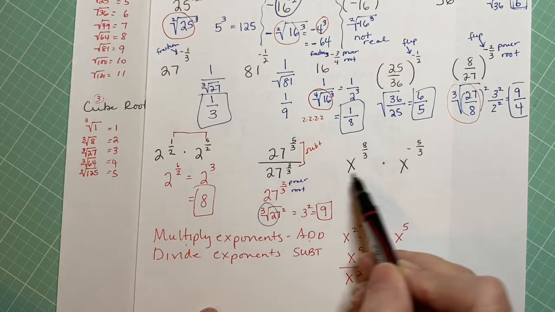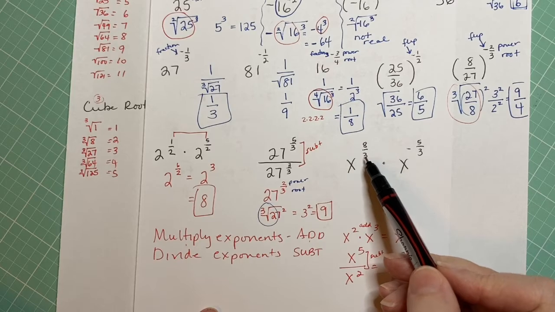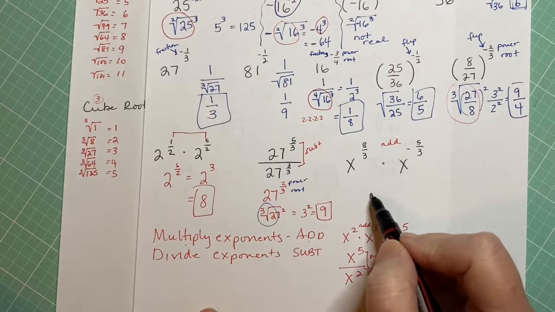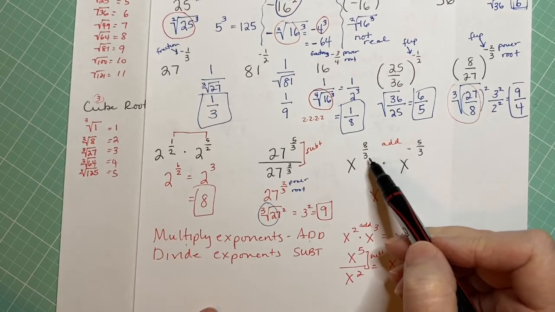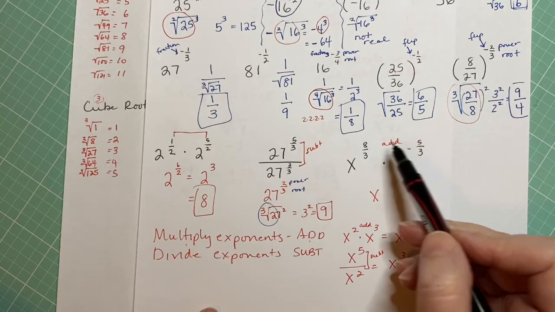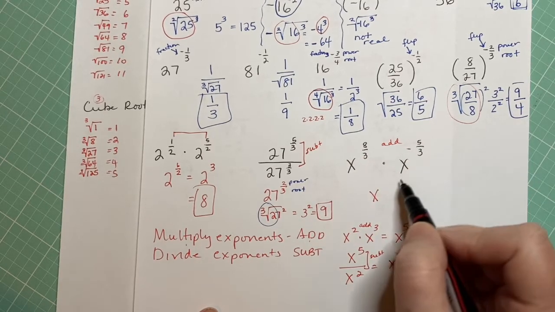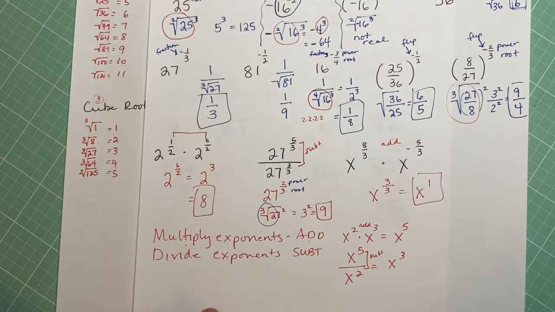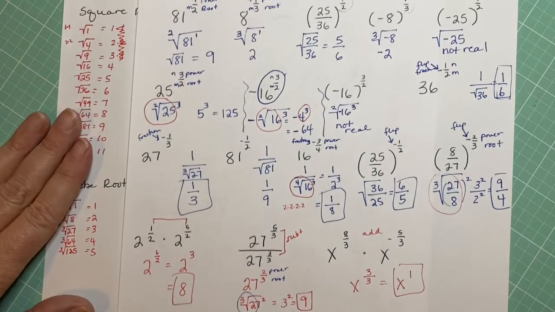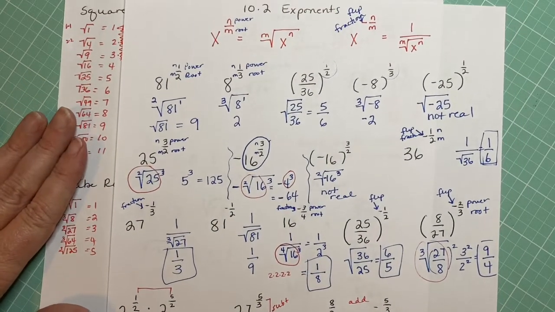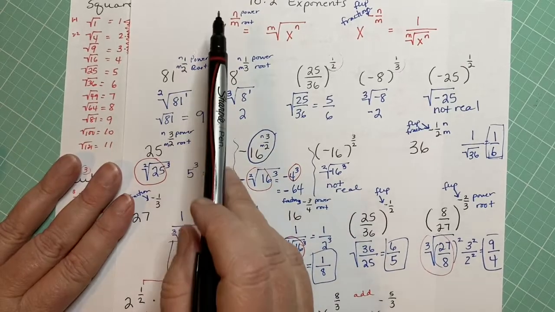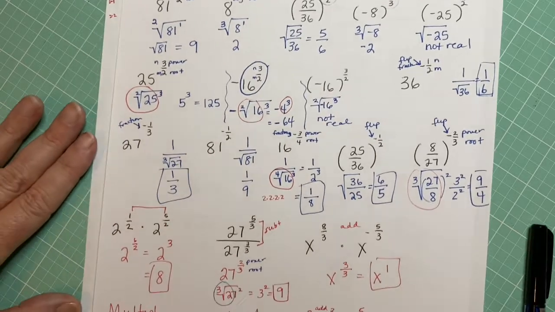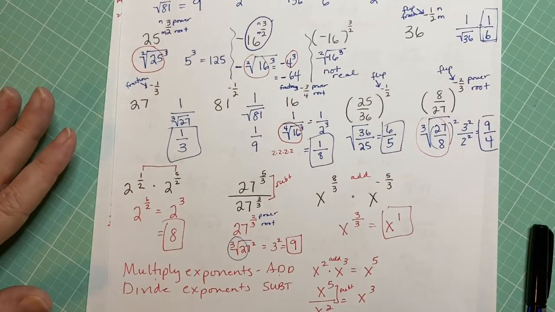And then this last one, I wrote that really far apart, but it's really just x to the 8/3 times x to the negative 5/3. We're multiplying, so we want to add those. So 8/3 plus a negative 5/3, it's really like 8 minus 5 is 3/3, which equals just x to the 1. So those are your exponent rules that you'll use when you get up to college algebra to solve different things. So just remember, it's power over root, and when you have a negative, it flips it and makes it a fraction. So you're now ready to do the 10.2 practice problems.